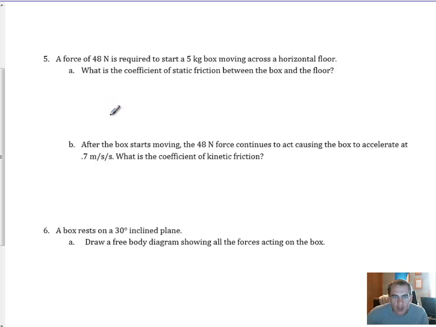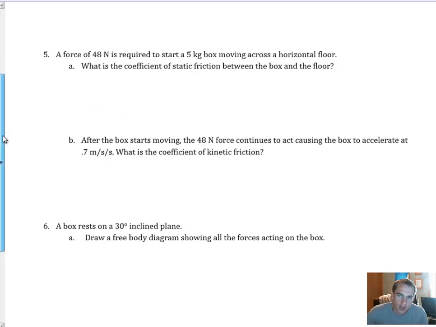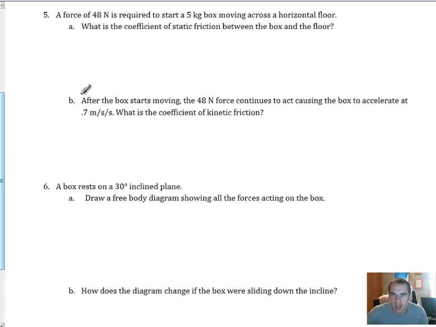Okay, 48 Newton force is required to start a 5 kilogram box moving across a horizontal floor. What is the coefficient of static friction between the box and the floor? Let's see. I want to know the coefficient of static friction, mu s. The only equation that mu s shows up in is the static frictional force equation, which says the static frictional force is equal to the normal force times the coefficient of static friction. Which means if I know the normal force, I can find the static frictional coefficient.